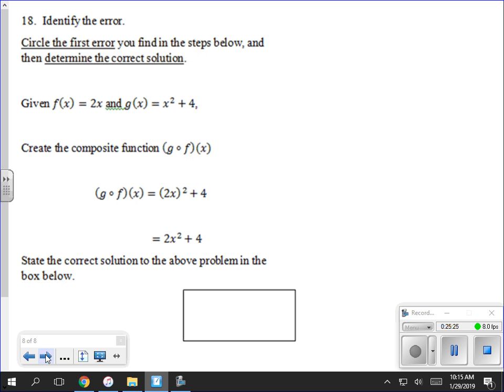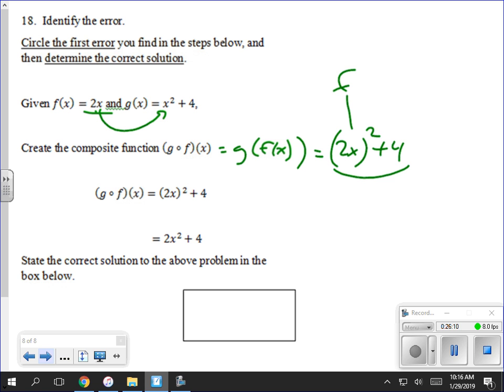Same thing. Given f of x is 2x and g of x is x squared plus 4, create the composite function g of f of x. G composed of f is actually g of f of x, which means I'm going to take f and stick it inside of g. F of x is 2x. Do I take 2x and plug it in there? Yeah, I did that. I took 2x and I'm squaring it and adding 4. I'm putting f inside g. That's what that means to do. I stuck f inside g.